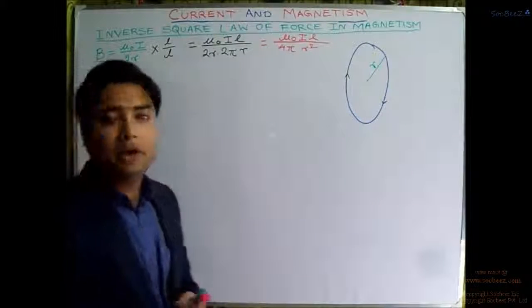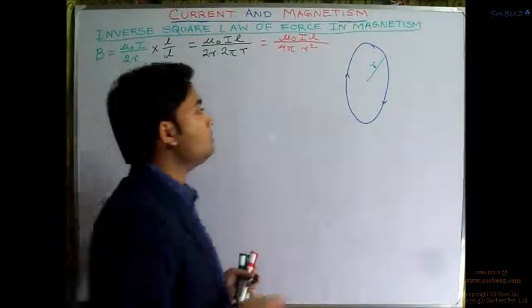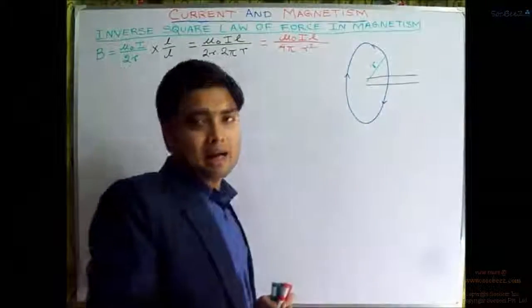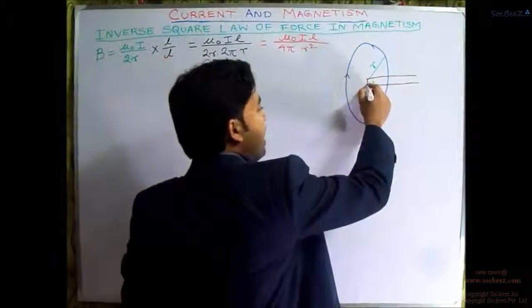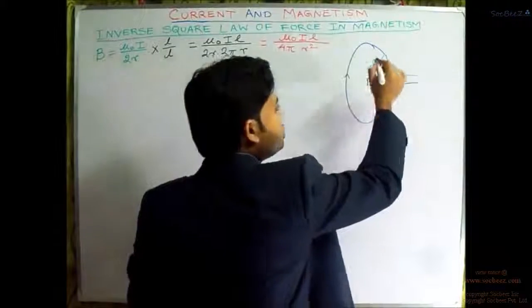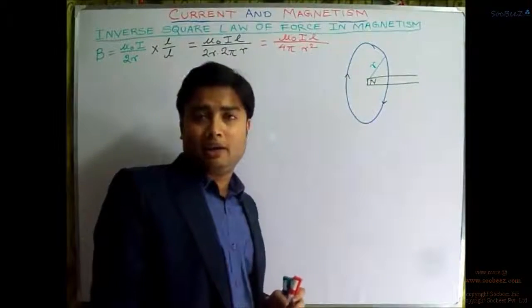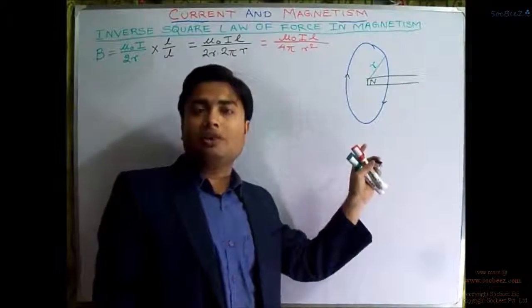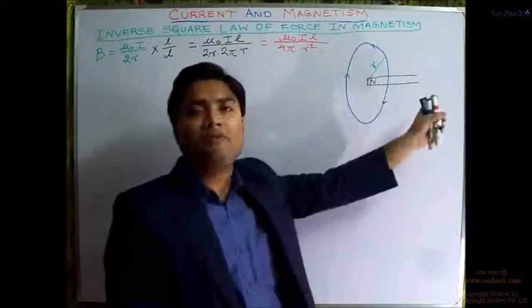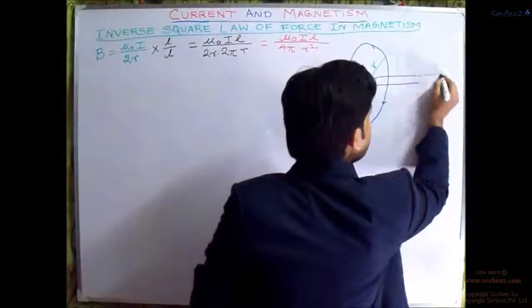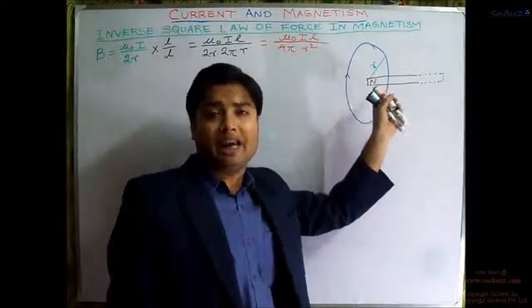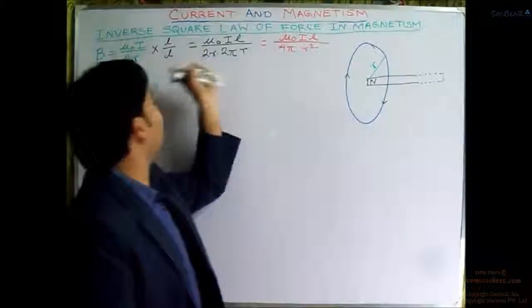Now, what we are going to do is place a bar magnet at the center. This bar magnet, as we know, has two poles. Say, over here we put the north pole of the bar magnet, but this is an infinitely long bar magnet, which means that the south pole is very, very far from this region. So the south pole is not actually affecting or getting affected by the magnetic flux B at the center of the coil.